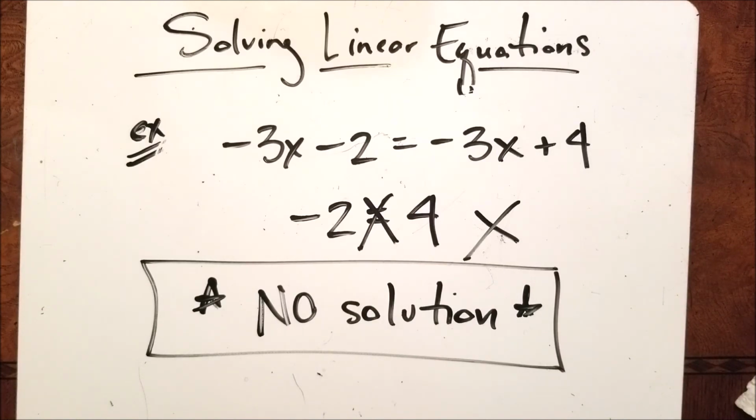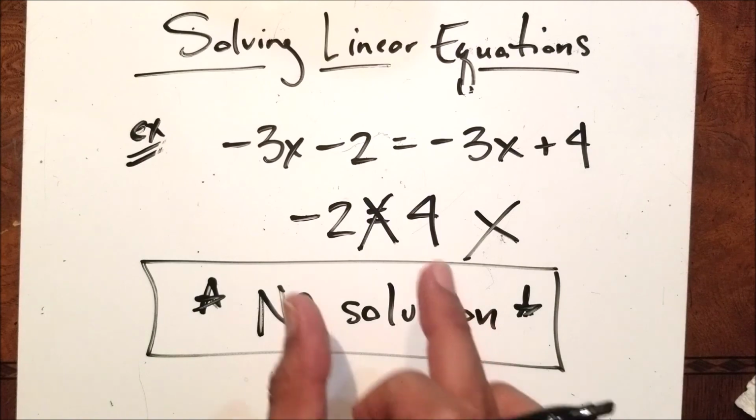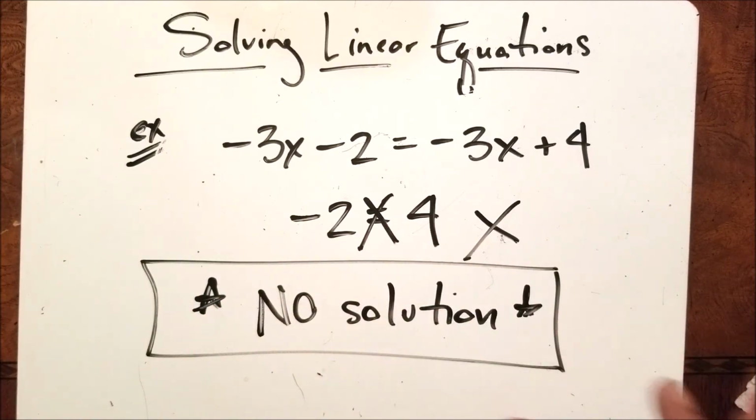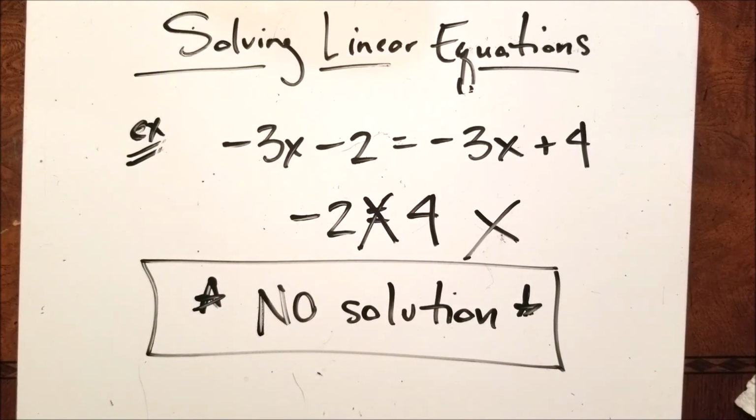There are your two special cases. You have one special case where there will be infinitely many solutions. If you end in a true statement like negative 2 equals negative 2, infinitely many solutions. If you end up with a false statement, if all of your x's drop out and you have a false statement here, negative 2 equal to 4, no solution.